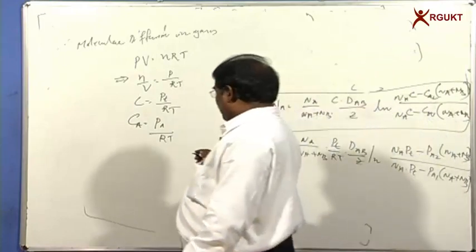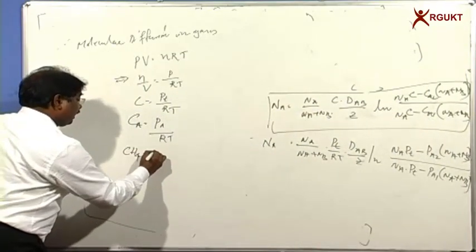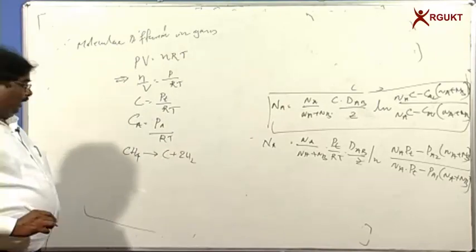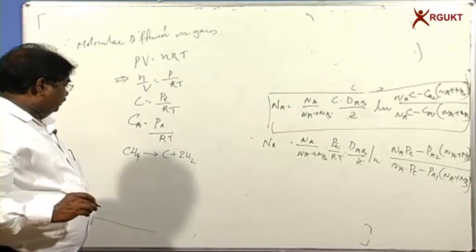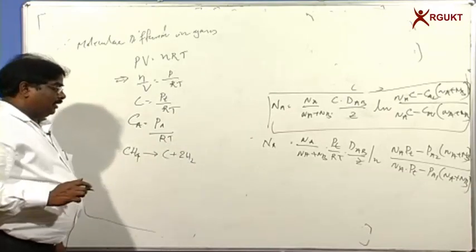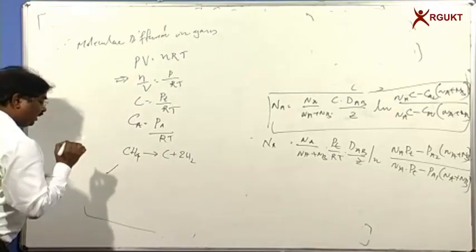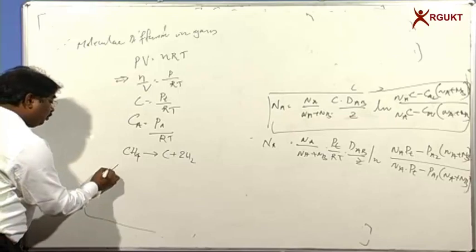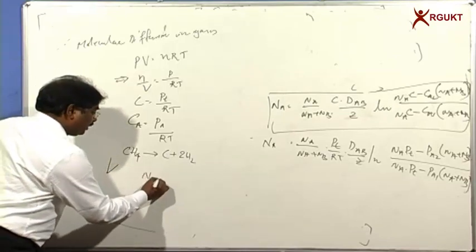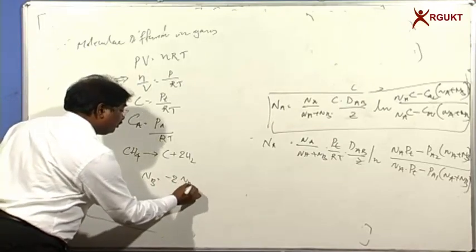For example, take the methane cracking we discussed yesterday. Methane cracking gives rise to carbon and hydrogen. One mole of methane gives 2 moles of hydrogen. That means I have a catalyst surface, and 1 mole of methane is coming to the catalyst surface while 2 moles of hydrogen are leaving. So Nb, the flux of hydrogen, is equal to 2 times the flux of methane.